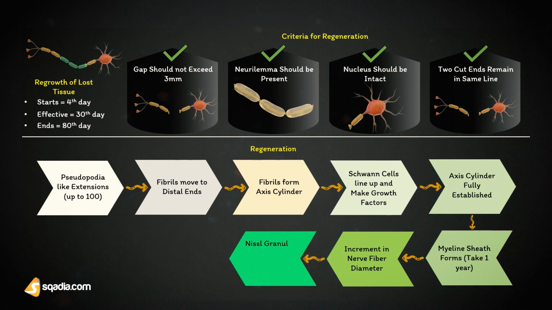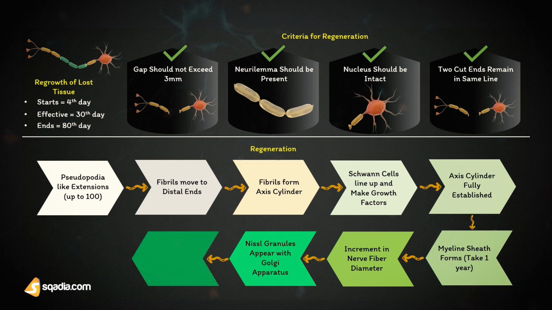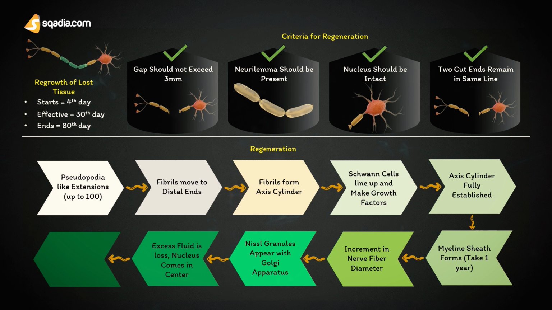Well, after that, in the nerve cell body, first the Nissl granules appear, followed by the Golgi apparatus. And now the cell loses the excess fluid, and after that, the nucleus occupies the central portion. Well, though anatomical regeneration occurs in the nerve, functional recovery occurs after a very long period of time.